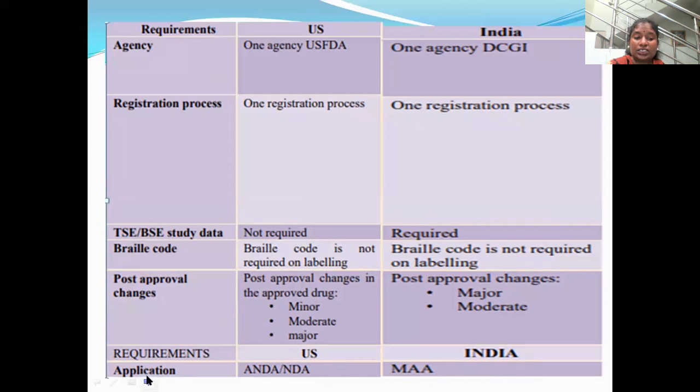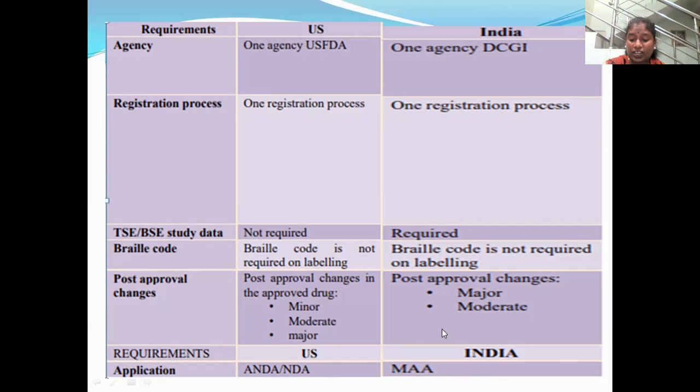So what is the application? The application in the US is the NDA application and the ANDA application. ANDA is when we are converting into generic products, we file the application for approval of your drug into the market. We have to submit with the ANDA application. ANDA is the Abbreviated New Drug Application, and NDA is the New Drug Application. In India, it is the MAA, Marketing Authorization Application.